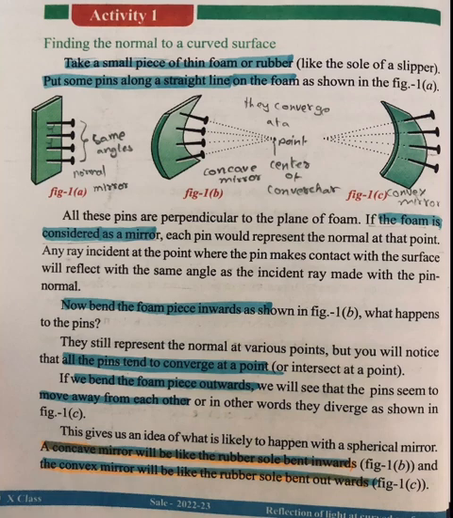So we can say that a concave mirror is a converging mirror because all of the points will meet at a certain point, converging at the center of curvature.